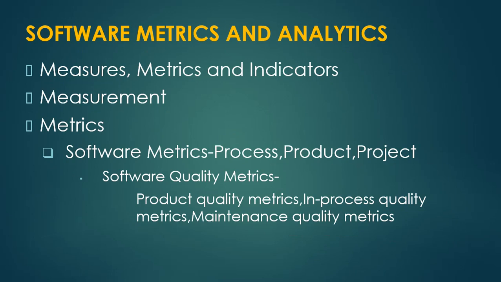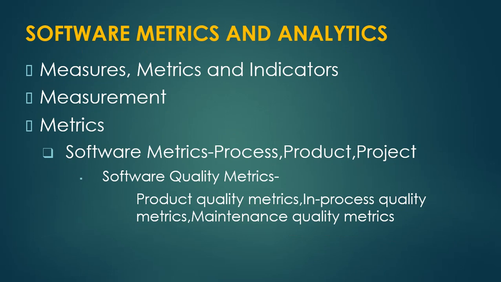Metrics indicates that we are going to do the measuring, making use of metric indicators, and then go for the measurements. The software metric process has three P's: process, product, and project. Product quality metrics, in-process quality metrics, and maintenance quality metrics are very important under software quality metrics. That means how you maintain the product quality is nothing but the metrics.